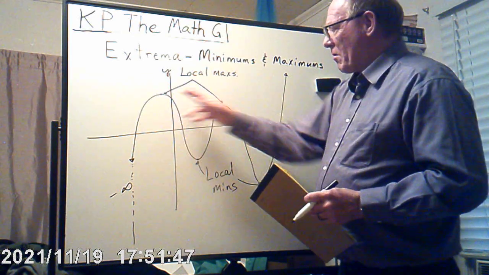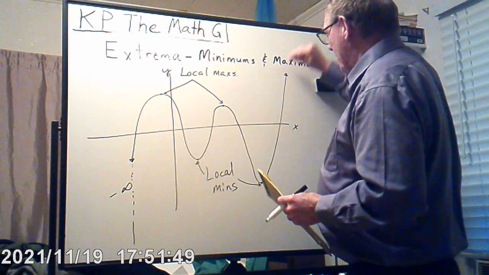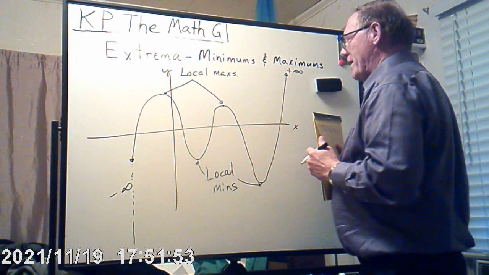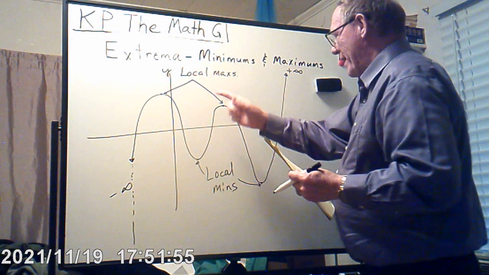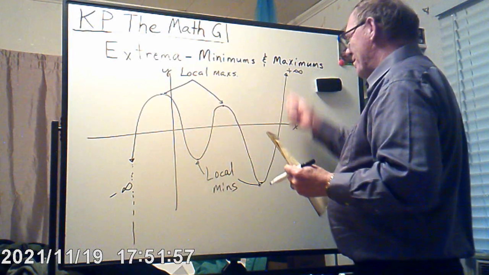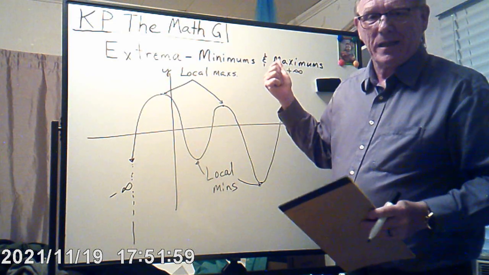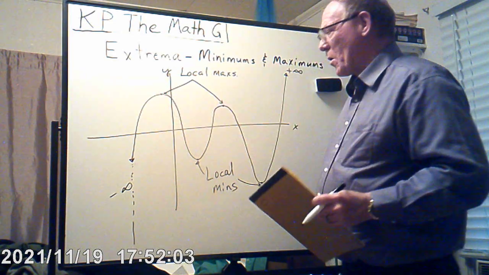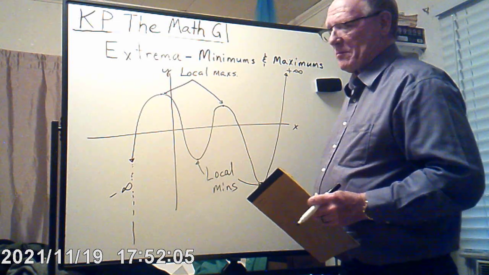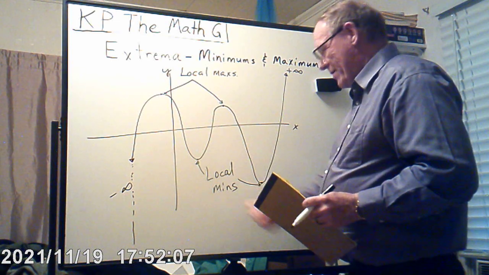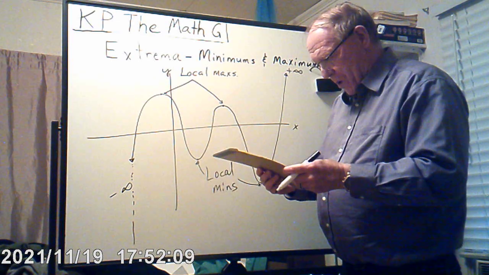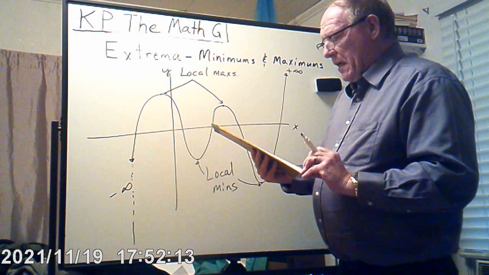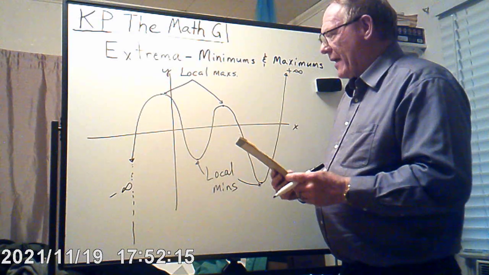All right, local maximums: this going up this way is going up to positive infinity. So there's no way these can ever beat this. So these two right here are local maximums, and these are local minimums. That's kind of the idea behind this.